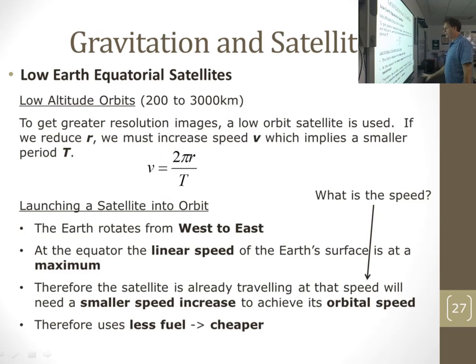If you look at this one here, the Earth is already rotating from west to east. The equator has the max linear speed, so therefore the satellite is already travelling at that speed, and it will need a smaller increase in speed. So it's going to have a smaller increase in speed because of that high speed there, therefore less fuel and therefore cheaper. So that should be the end of it.